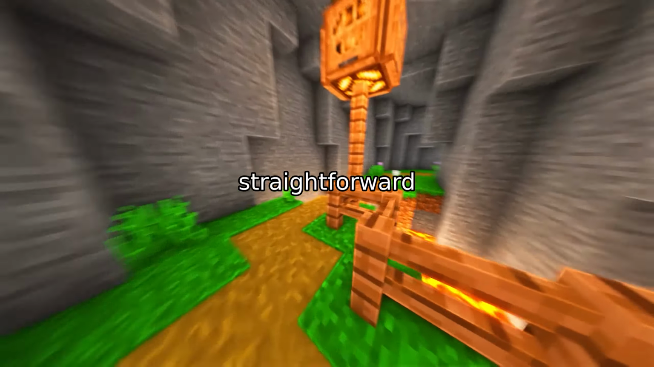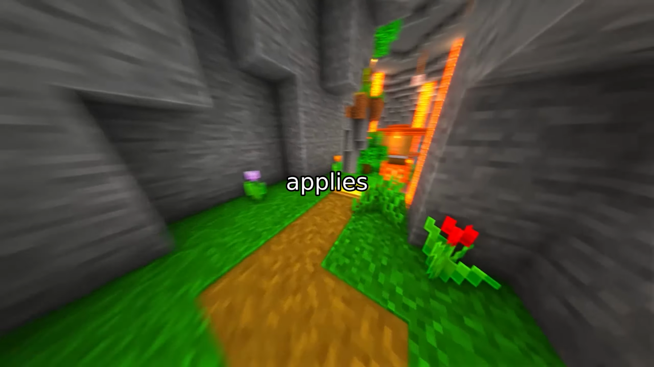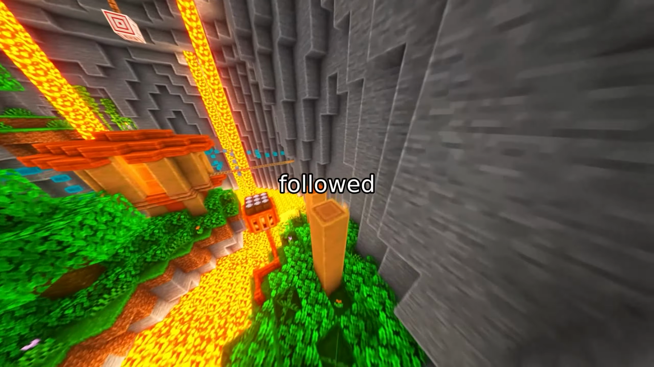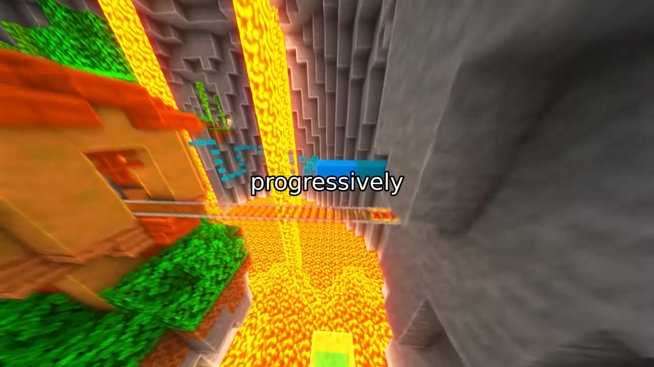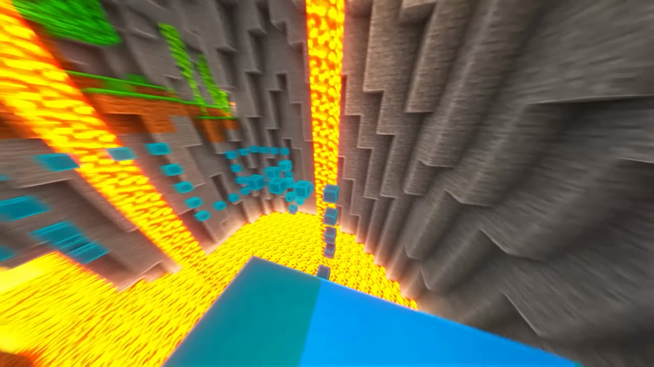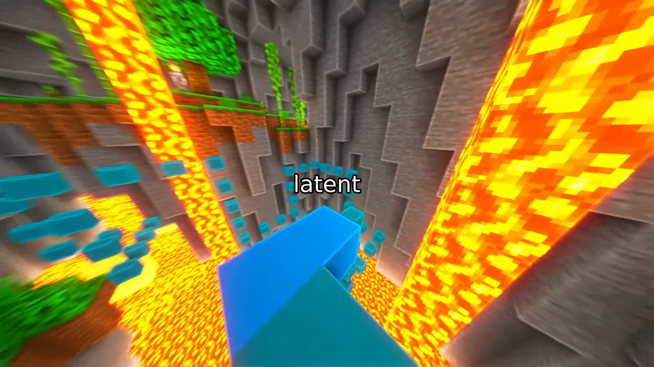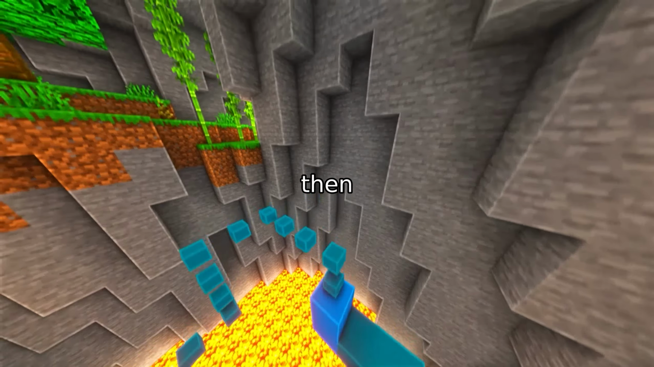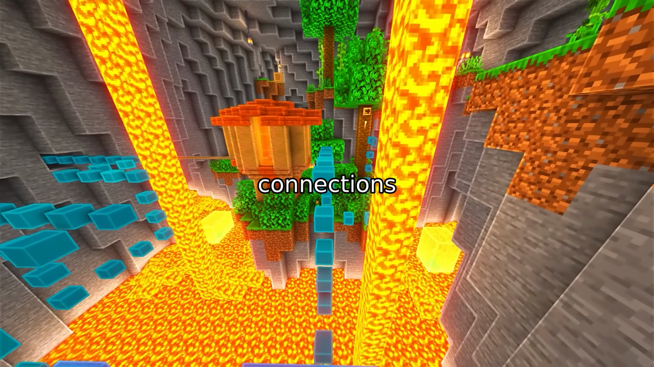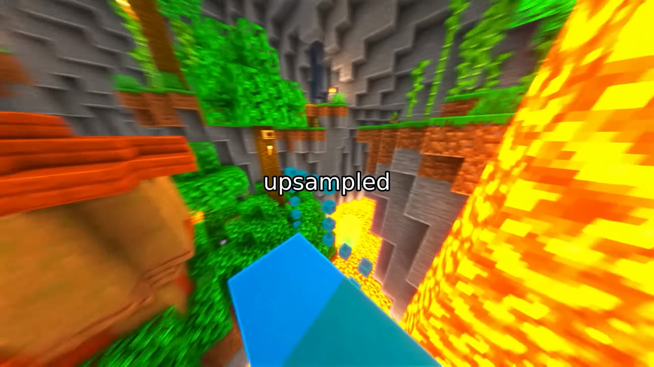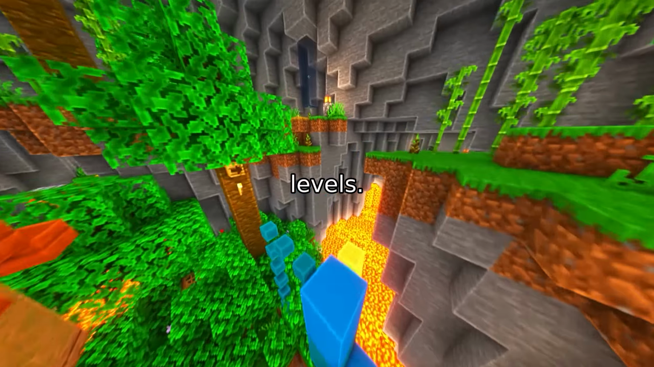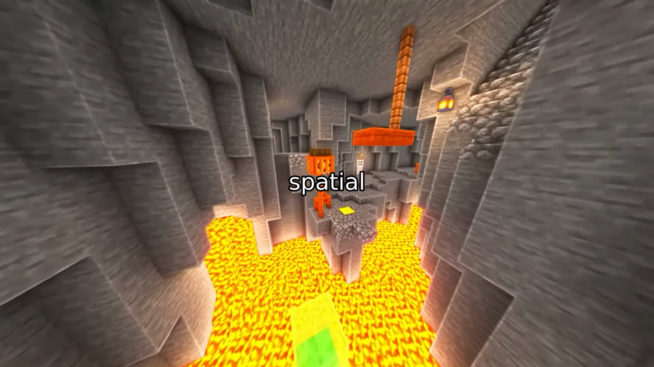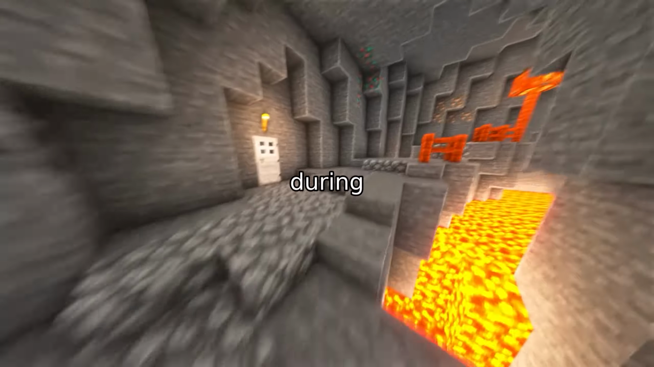The architecture is straightforward but effective. The encoder applies a series of 3x3 convolutions, followed by 2x2 max pooling, progressively downsampling the spatial dimensions. The bottleneck layer compresses this into a latent representation. The decoder then upsamples the features and uses skip connections to concatenate encoder outputs with the upsampled decoder features at corresponding levels. This preserves high-frequency spatial details that would otherwise be lost during pooling.